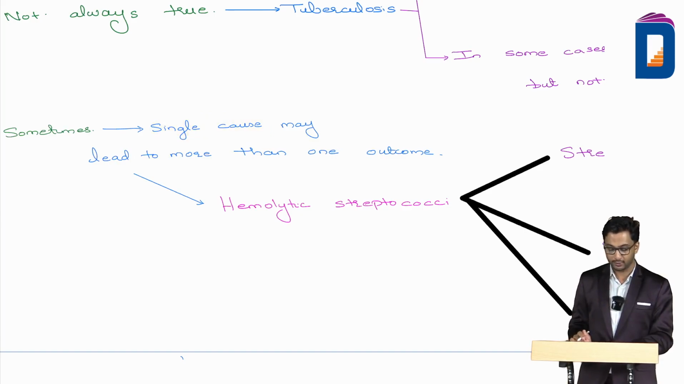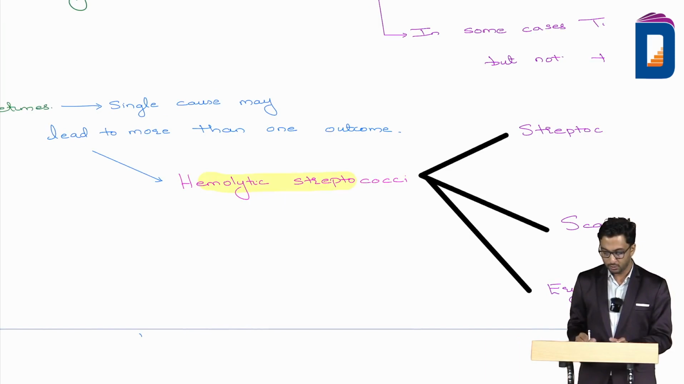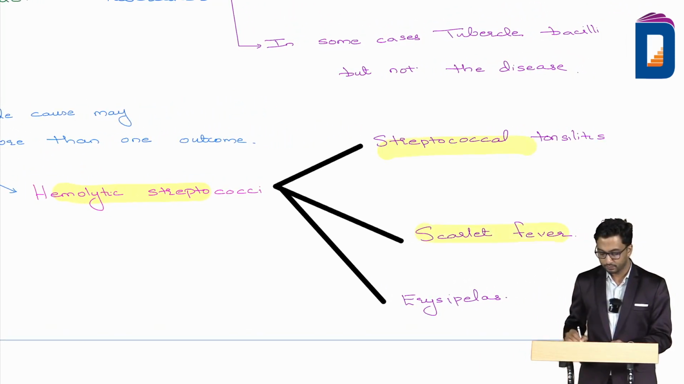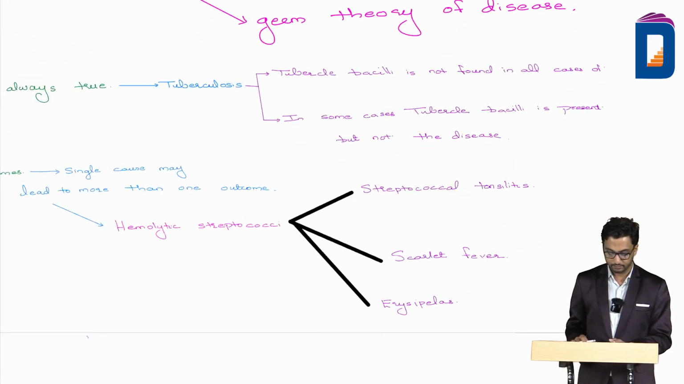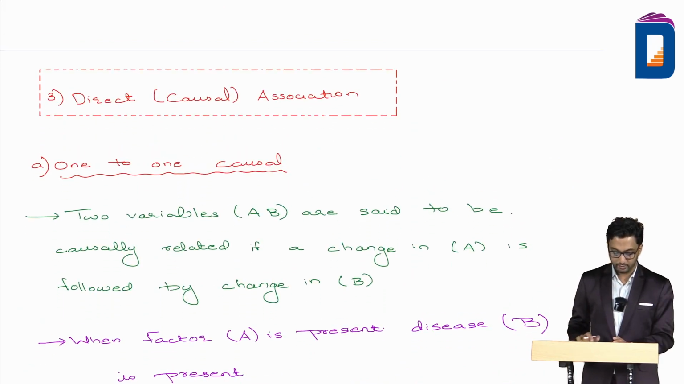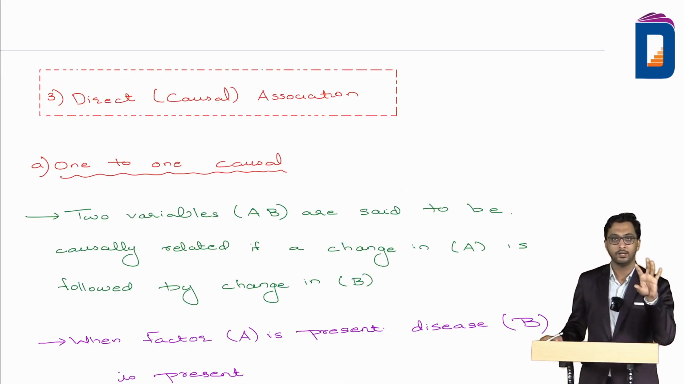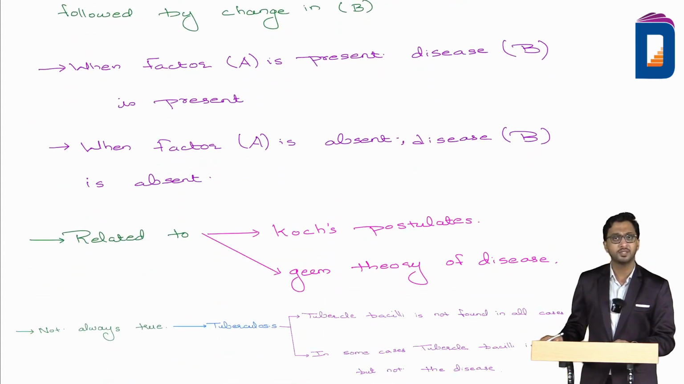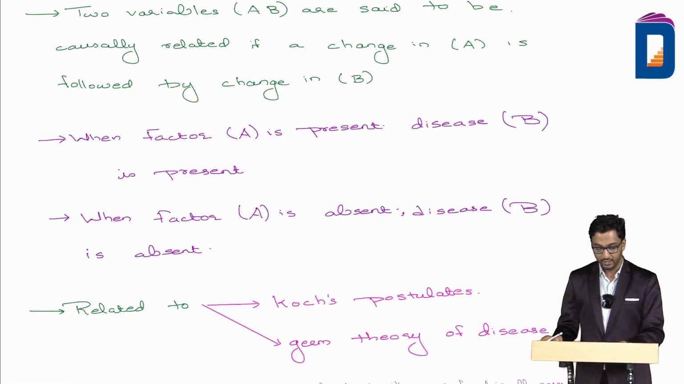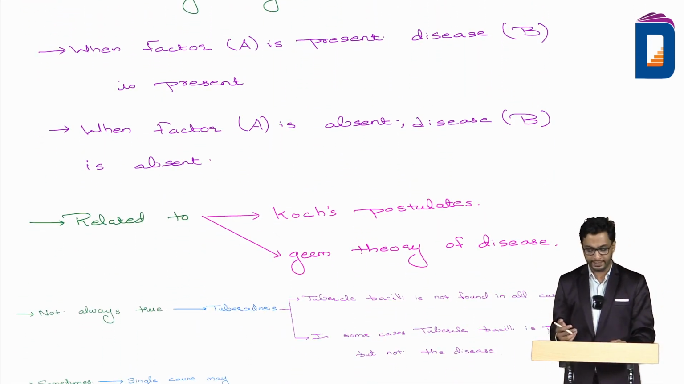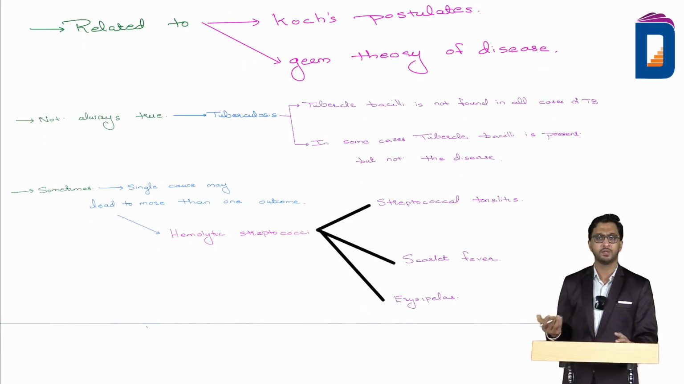So a direct causal association is having a small problem here. One cause, multiple diseases, so that is also seen. So what does it mean here? Causation can be one-to-one or one-to-multiple diseases. One agent, multiple diseases. So that's what we are studying. One thing is it's related to Koch's postulates and germ theory, and one exception is tuberculosis.